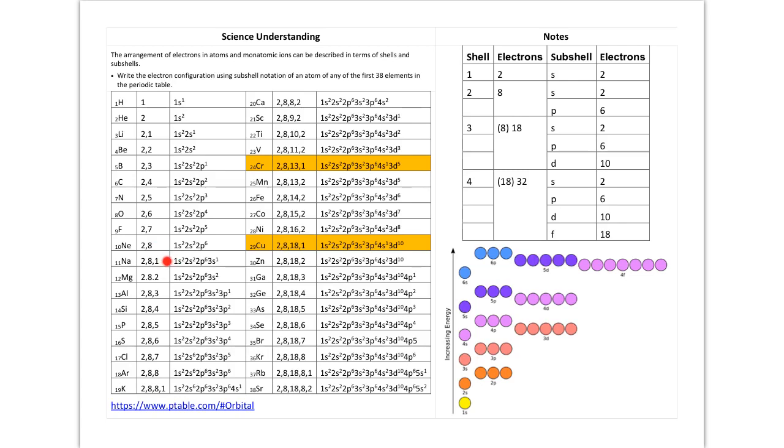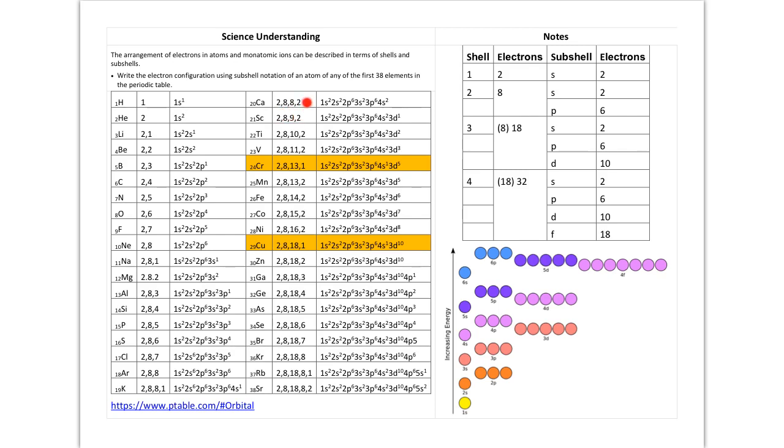Then we see now we have 3 shells at sodium with 11 protons, 11 electrons: 2 in the first, 8 in the second, and 1 in the third. That pattern continues all the way through to argon, where we have 2 in the first shell, 8 in the second, 8 in the third. Once we have 8 in the third, it's not full, but after there's 8 in the third, the fourth shell will start to fill. Potassium is 2, 8, 8, 1, and calcium is 2, 8, 8, 2. So 2 in the first, 8 in the second, 8 in the third, and 2 in the fourth.